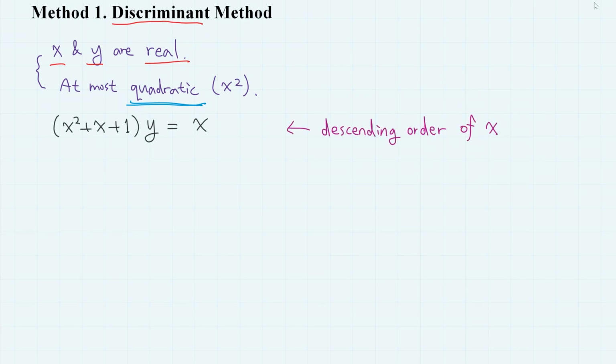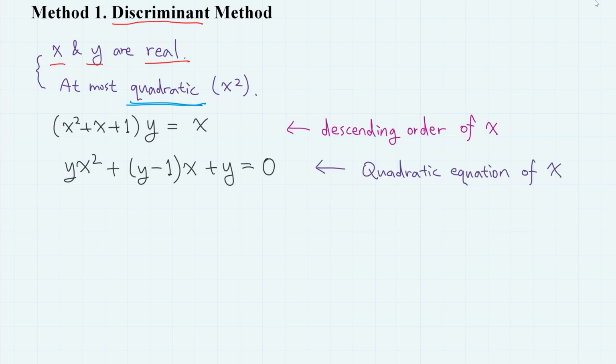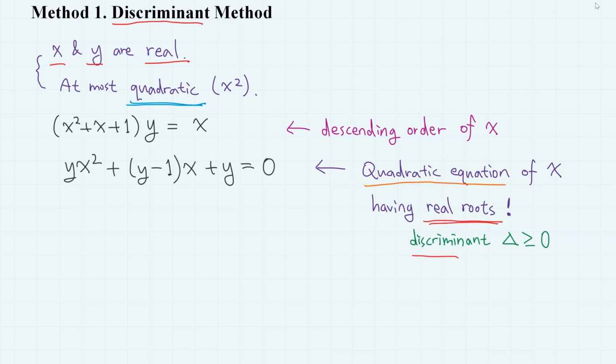If we rearrange this into the descending order of x, we obtain y x squared plus y minus 1 times x plus y equals 0. We can think of this as a quadratic equation of x. And since x is real, this quadratic equation must have real roots. Therefore, its discriminant must be non-negative.